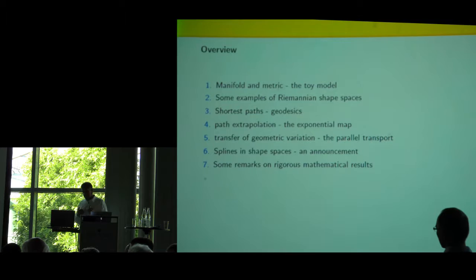Some path extrapolation via the exponential map, particularly via discrete exponential map, transfer of geometric variations via parallel transport, then more an announcement for something that we present this week, splines in shape space. And finally, I would like at least to give some remarks on the hard facts, on rigorous mathematical results in all this theory.